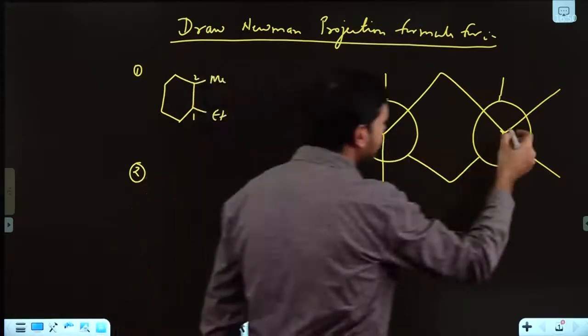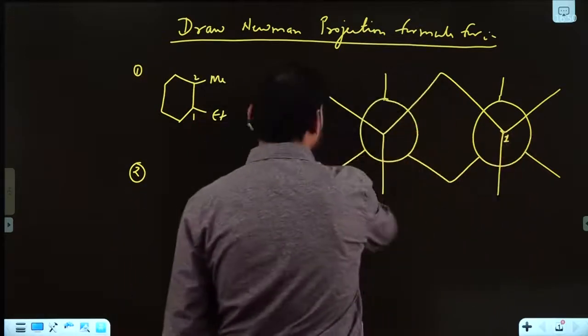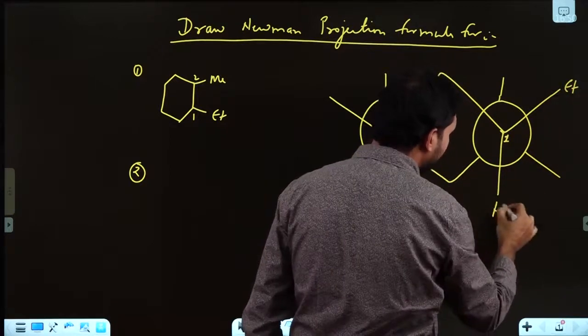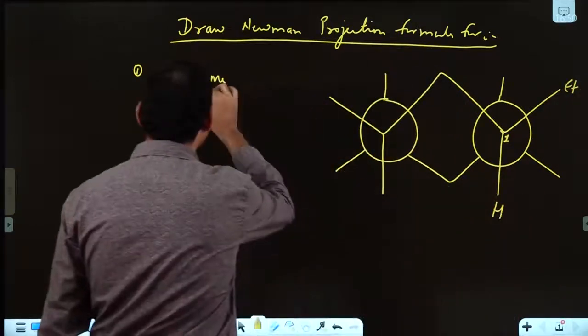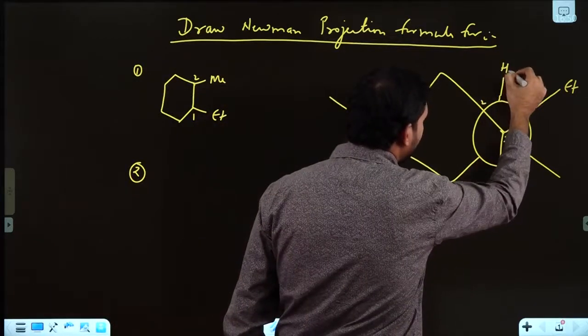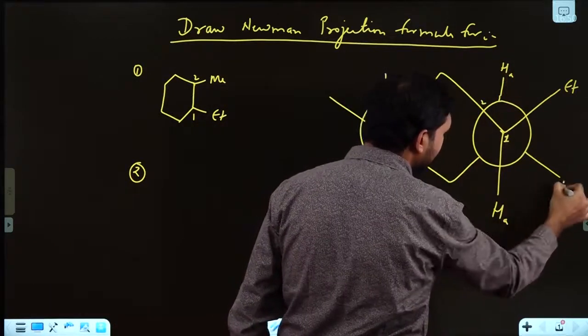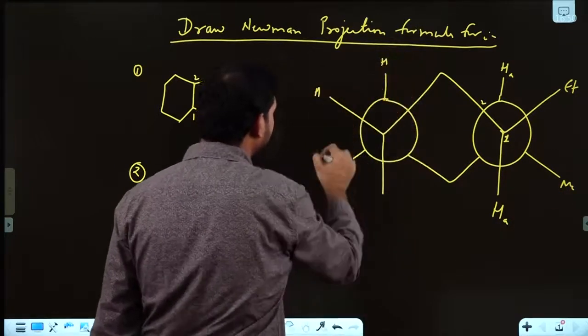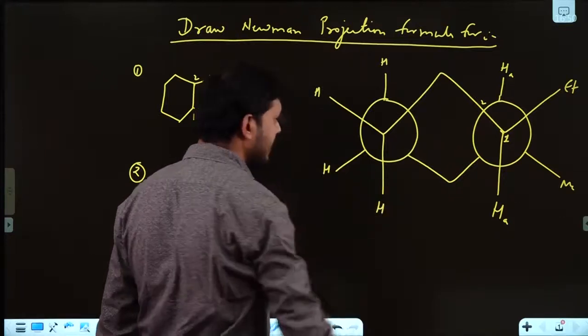So if I have to draw the most stable Newman projection formula, I can see that in C1, this is C1, ethyl must be in the equatorial position, so this is your equatorial position and this is your axial position. Again, I will see C2 methyl, so this is your C2, this is your axial position and this is your equatorial position. Now these all have hydrogen, hydrogen, hydrogen, hydrogen.